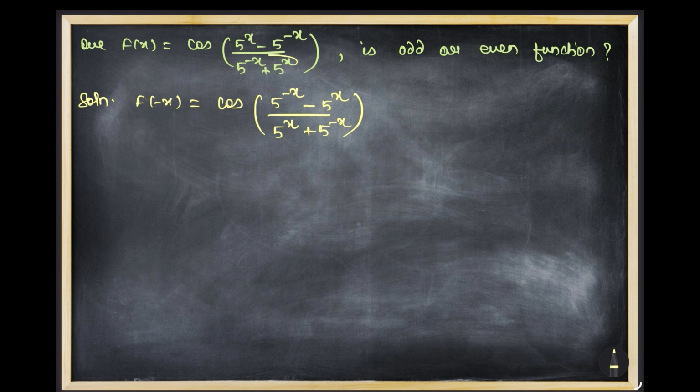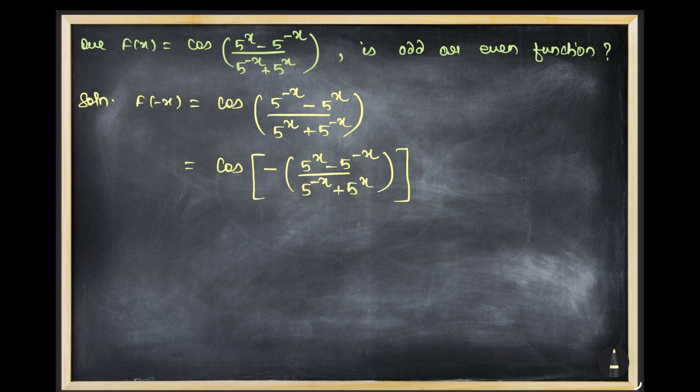If you observe, the denominator is coming out to be the same. We have to rearrange the numerator. For that I have to take minus common. So we got cos of minus of (5 power x minus 5 power minus x) upon 5 power minus x plus 5 power x. So this is the thing.